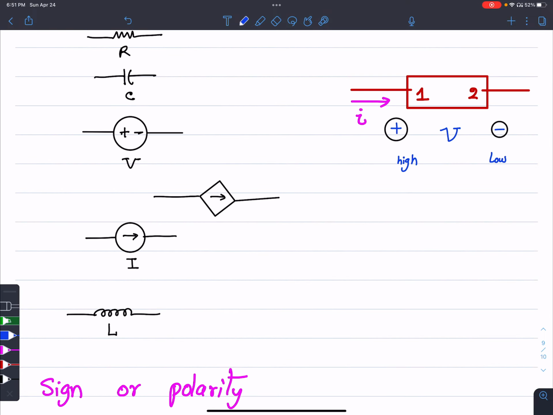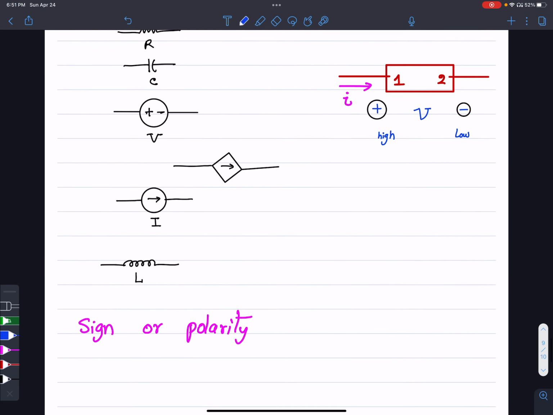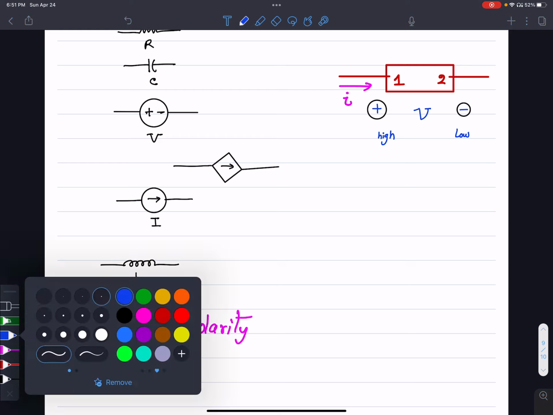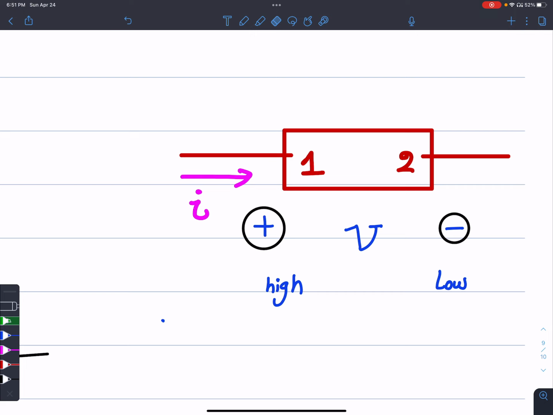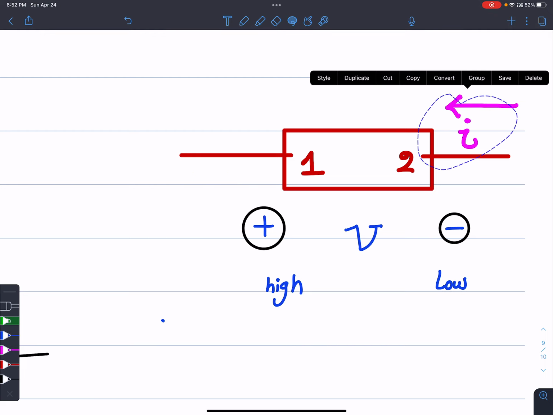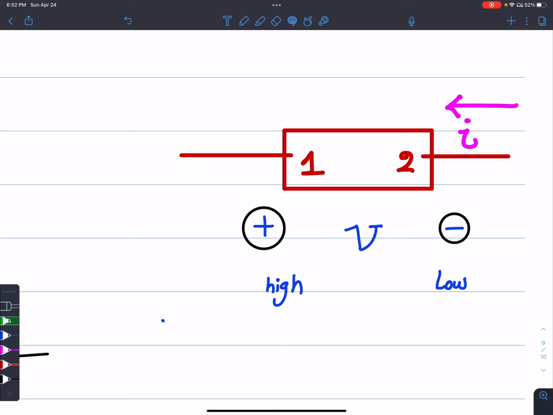Now, the passive sign convention says whenever the direction of current is from positive to negative, then both the voltage and current are positive. In other words, if you were to reverse the direction of the current like so, then it would mean that the current is actually flowing from the negative potential to a positive potential. Then it's a negative sign. We use a negative sign in that context.